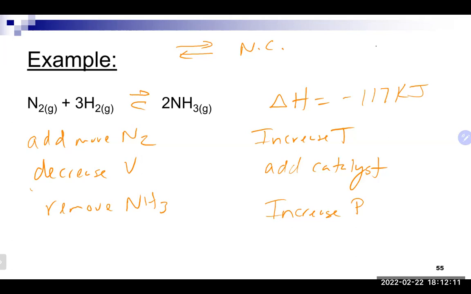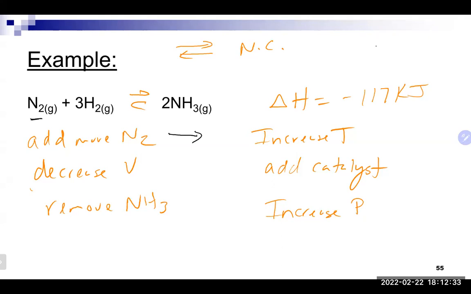All right, let's take a look. So starting with our first one here, if we add more N2, which way should it go? Should shift to the right. Again here, N2 on the left-hand side, that's going to basically feed the forward reaction to occur, cause it to shift to the right. If we increase the temperature, which way should it go?